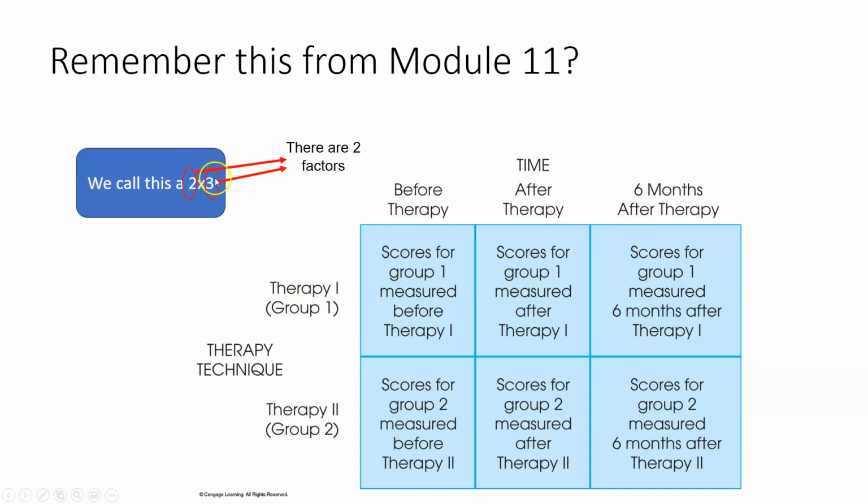So you could notice from calling it a 2 by 3 that there are 2 factors, because the first one right here is a factor and the second one right here is a factor. So you add up this first one and the second one to say, oh, there's 2 factors because there's 2 numbers in this blank by blank. And the first number indicates the number of levels in the first factor. Remember, the first factor is therapy technique, so we have 1, 2 levels. And this number represents the number of levels in the second factor, 1, 2, 3. So you can see 3 levels in the second factor.